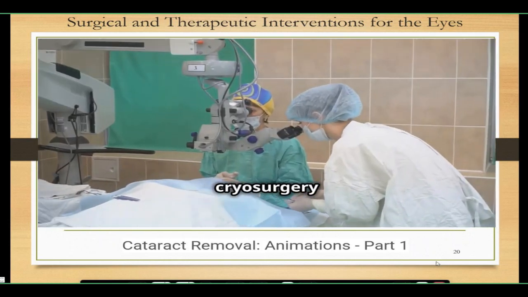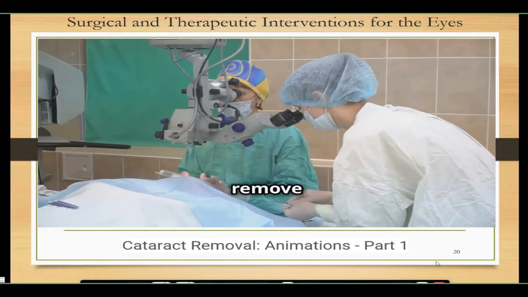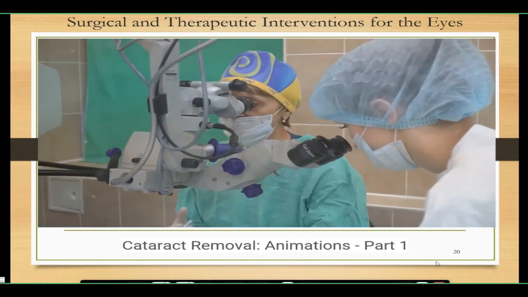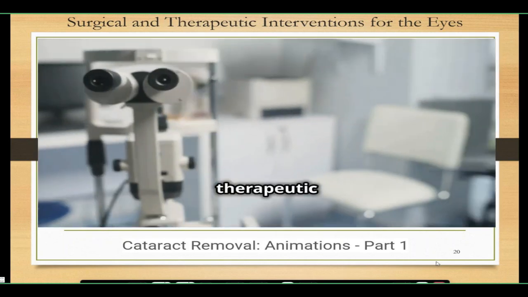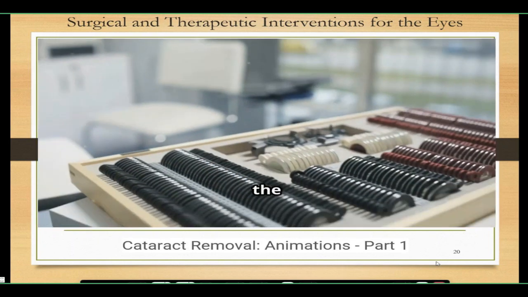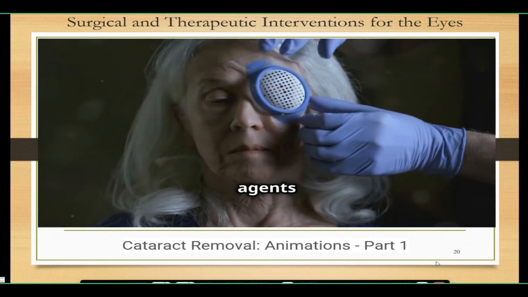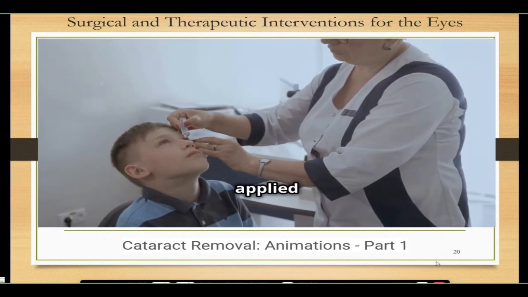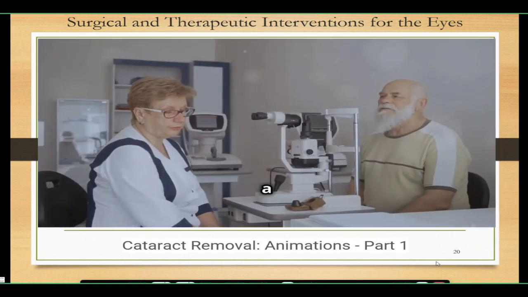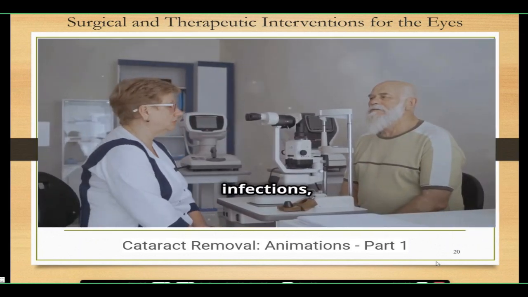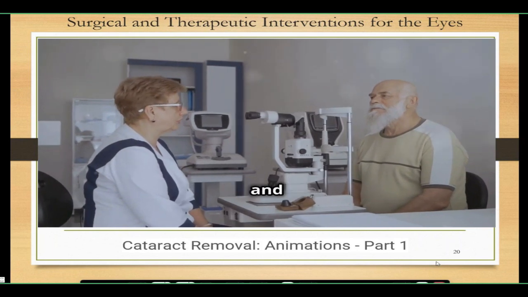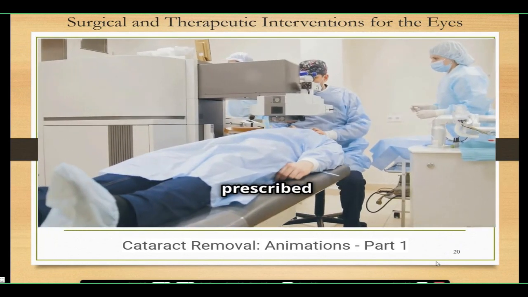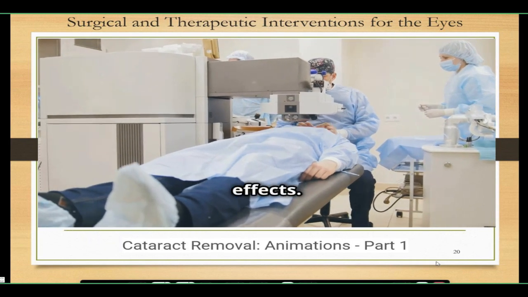Ophthalmic cryosurgery is the use of extreme cold to remove a cataract or to cause the edges of a detached retina to heal. Now let's check some of the therapeutic interventions for the eyes. Ophthalmic agents. These medications are specifically designed to be applied to the eyes. They can treat a variety of conditions such as infections, glaucoma, and dry eyes. It's important to use them exactly as prescribed to avoid any potential side effects.